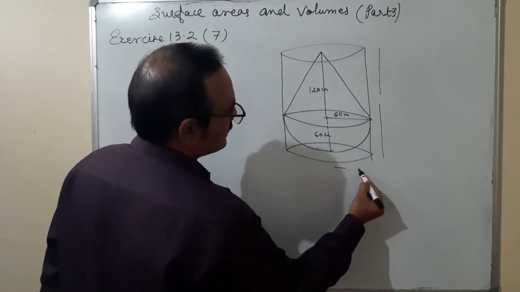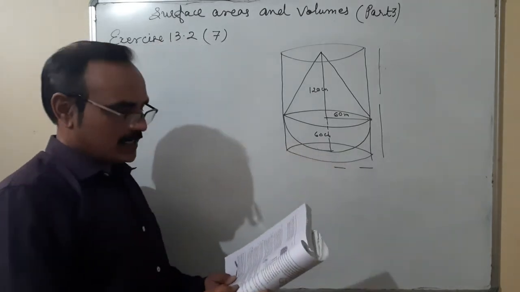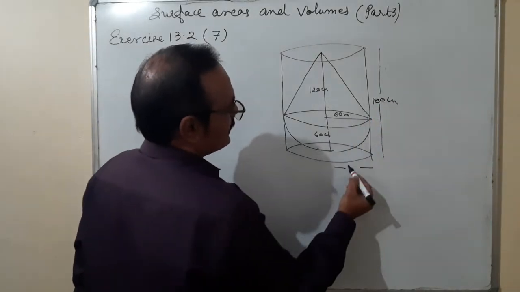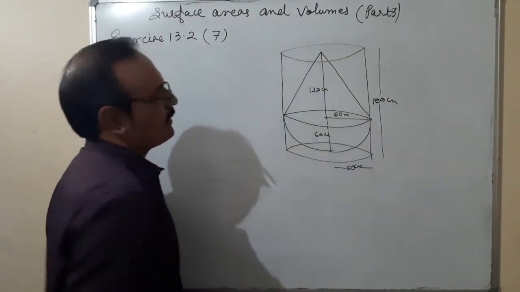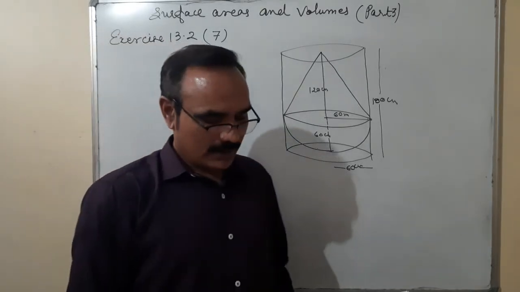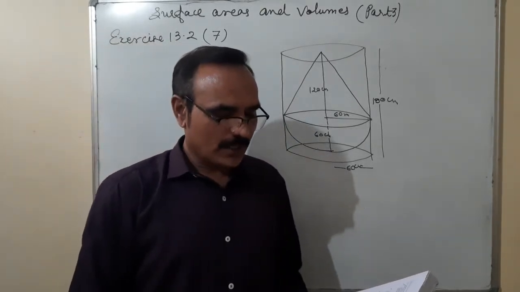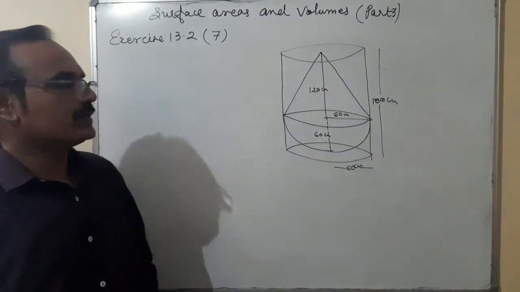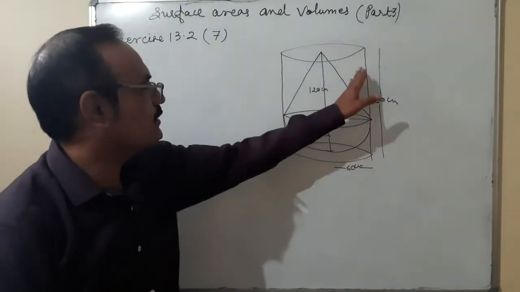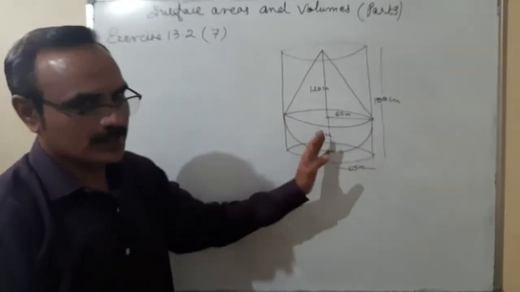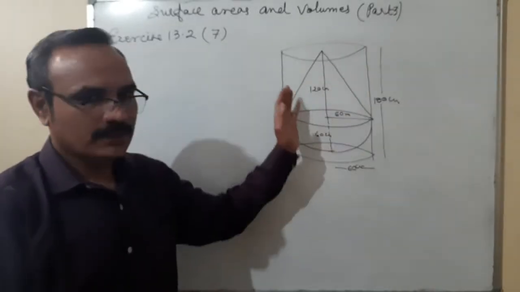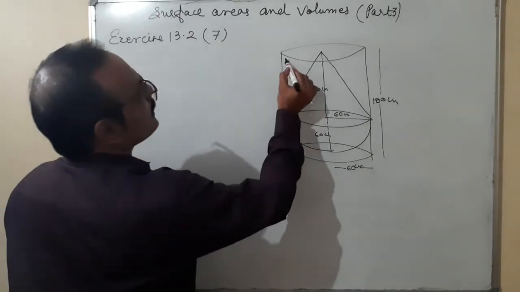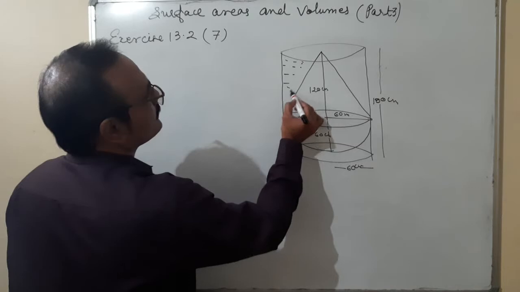Now let us see its height and radius. The height of it is equal to 180 centimeter. It is 60 centimeter. Is it okay? And the question is, find the volume of water left in the cylinder. That means we are going to find the volume of these spaces which are left in that cylinder. Okay.